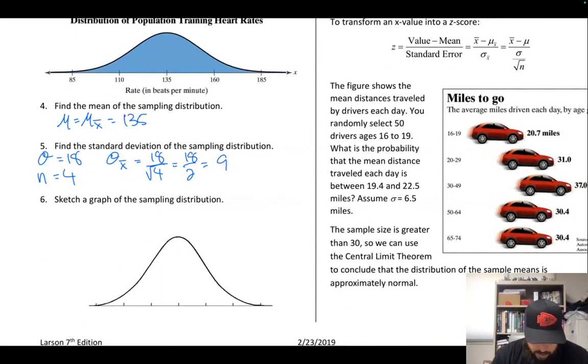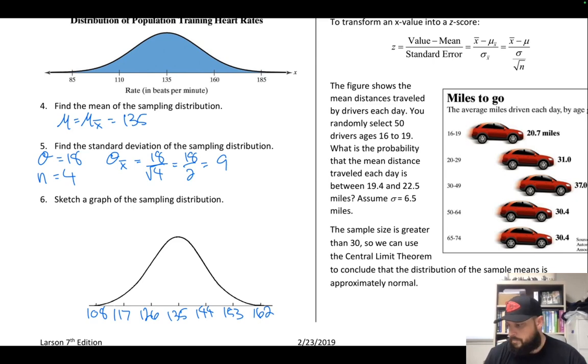And then sketching a graph, our sampling distribution will also be normally distributed. All right, we have a mean at 135, and then our standard deviation of the sampling distribution is 9, so 144, 153, 162, and then going down 126, 117, and 108 for our sketch of a graph of the sampling distribution.